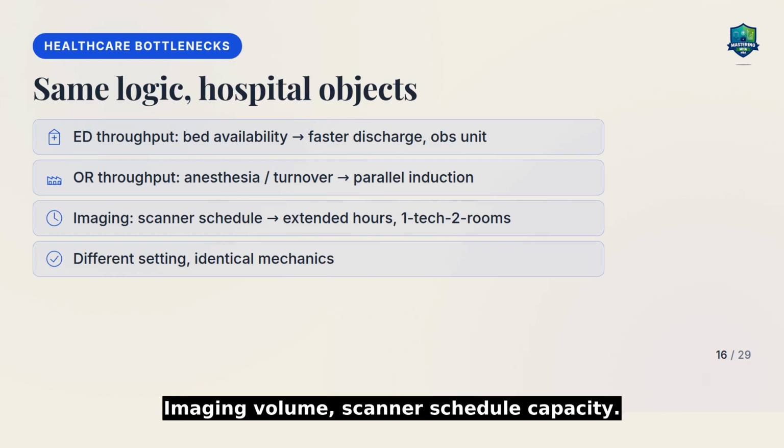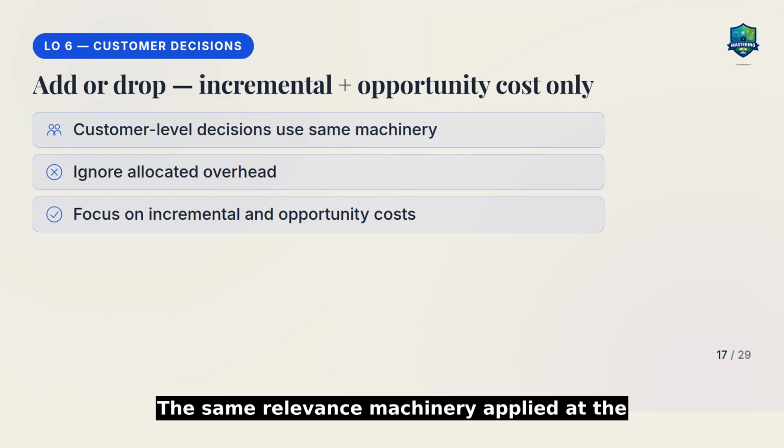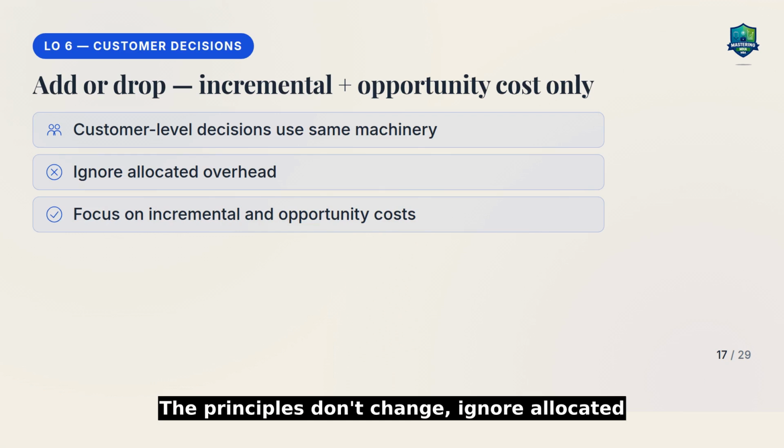Imaging volume, scanner schedule capacity. The lever is extended hours and one Tech 2 room scheduling. Different operations, identical mechanics. Learning objective 6. The same relevance machinery applied at the customer level. Adding a customer, dropping a customer, opening a branch, closing a branch. The principles don't change. Ignore allocated overhead, focus on incremental and opportunity costs.